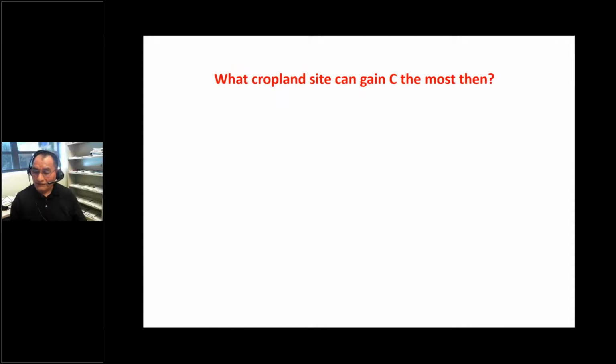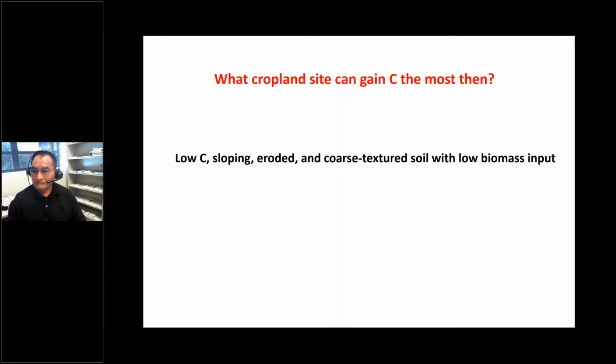So what is the sweet spot? What would be our favorite site to sequester carbon? If you want to adopt not only no-till, but cover crops, even biochar or perennial grasses, I think we need to target low carbon soils. And if somebody says, I have a farm which has low carbon, it's sloping, it's eroded, it's coarse textured, and it has very low biomass input at the moment, this is it. I would be happy to come out and establish an experiment there. There are also experiments already there, maybe not many, showing the potential of no-till and other practices to increase carbon in this type of environment.